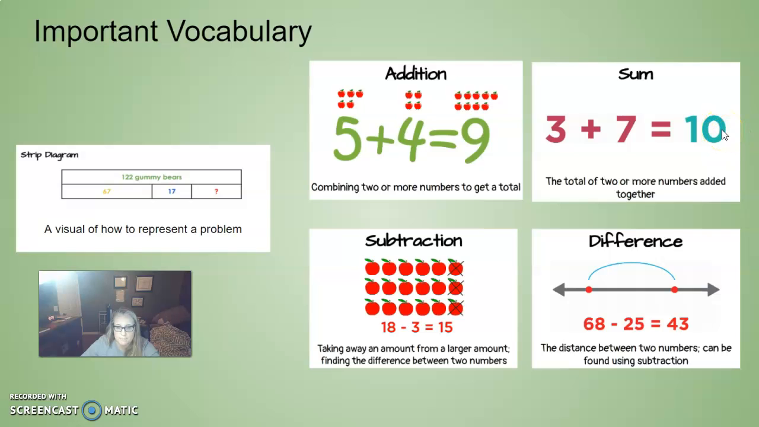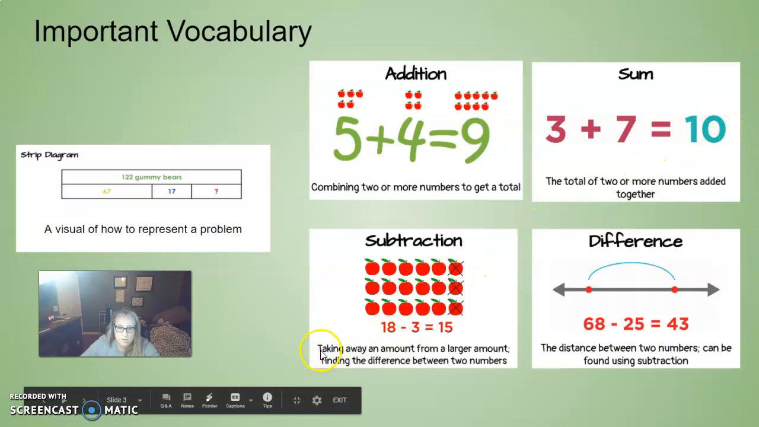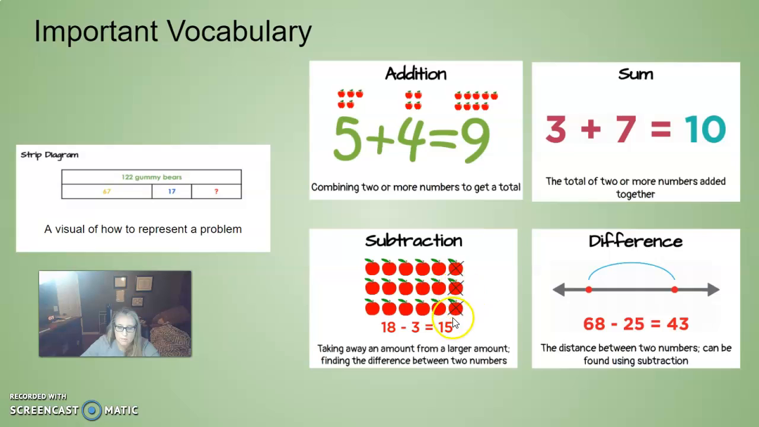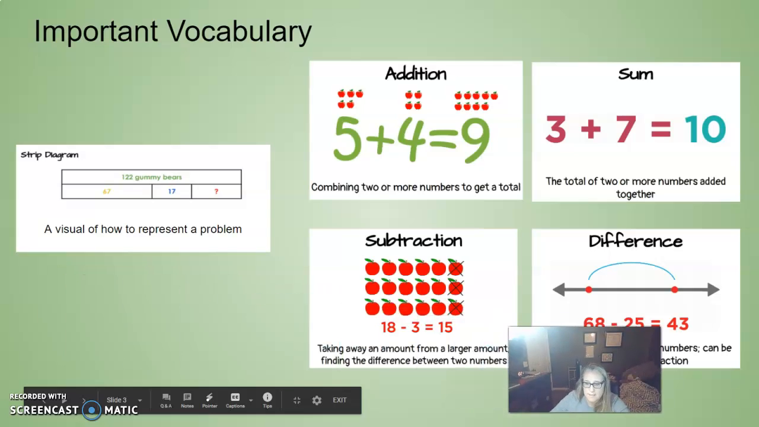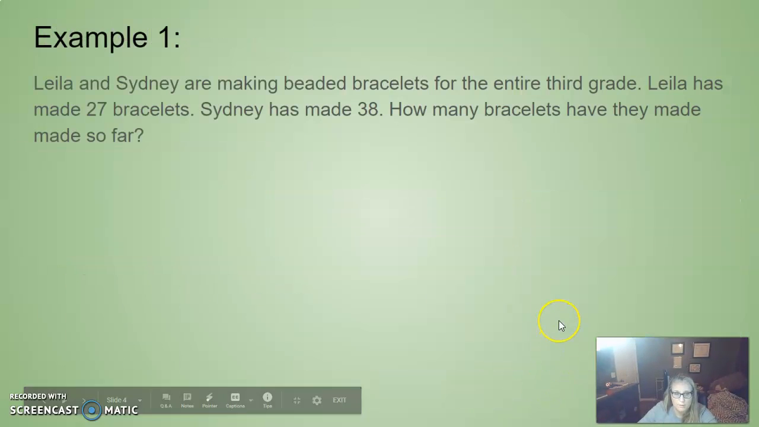10 was our sum. Our next word is subtraction, and it's when we take away an amount from a larger amount and we find the difference between the two numbers. And you're going to see that on here when they took something away, they crossed it out. That's a really important thing to remember, and we'll talk about that in a little bit. The other one is difference, and when we find the difference, it's the distance between two numbers that can be found using subtraction. So let's go ahead and get started with our first problem.